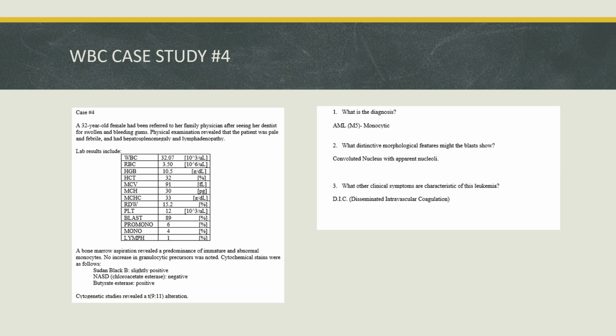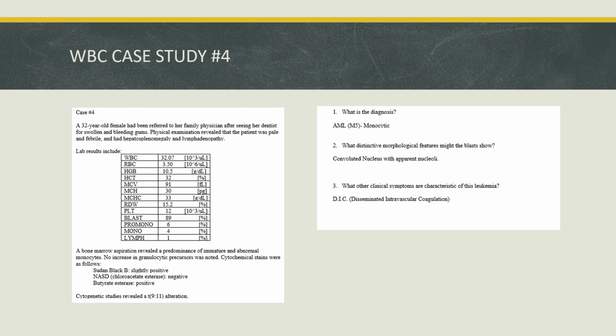Cytogenetic studies revealed a translocation at 9 and 11. So if we take all of that information, what is the diagnosis? Well, I would highly suspect an AML M5 monocytic acute leukemia.